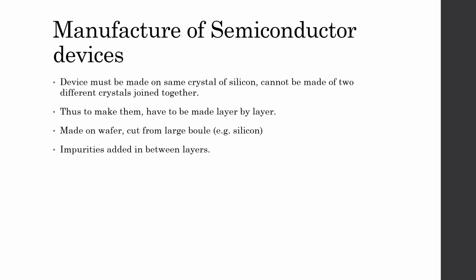To manufacture semiconductor devices, they have to be made on the same piece of silicon. They cannot be made of 2 different crystals of silicon. To accomplish this, a gigantic crystal of silicon called a silicon boule is created. It is then cut and then impurities are added to it, layer by layer.